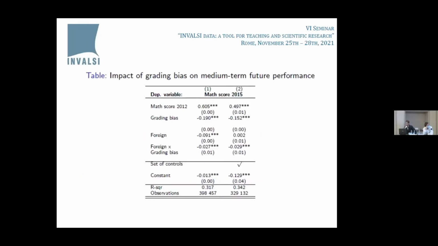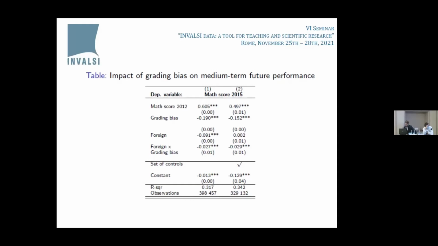This is one of the first results. In this case, we see the impact of grading bias on medium-term future performance. So the independent variables pertain to the first period, which in this case is 2012. I observed a cohort of students who were in the second grade of primary school. And I want to see the effect on the next period that I observed, which is 3 years later, the second period. I'm going to control for the math score so that I keep my measure of objective performance fixed and see what is the effect of grading bias on future objective performance. I cannot use the subjective performance as dependent variable because this couldn't really identify the effect.